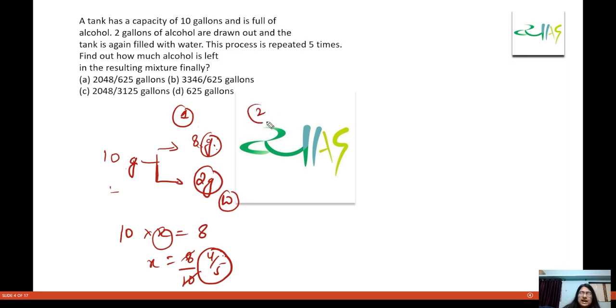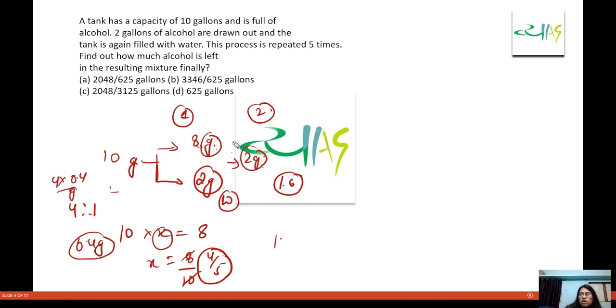After withdrawing for the second time, we are withdrawing 2 gallons more. Now see, this is in the ratio 4 is to 1. So in 2 gallons you will have 0.4 gallons of water withdrawn from here, so this will come to be 1.6. And you will have 4 into 0.4 gallons of alcohol withdrawn from this 8 gallons of alcohol. So this will be 1.6, so this will be 6.4. Why? 8.0 minus 1.6, so this becomes 6.4.